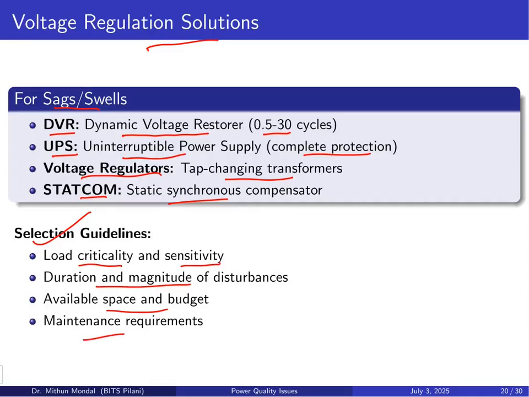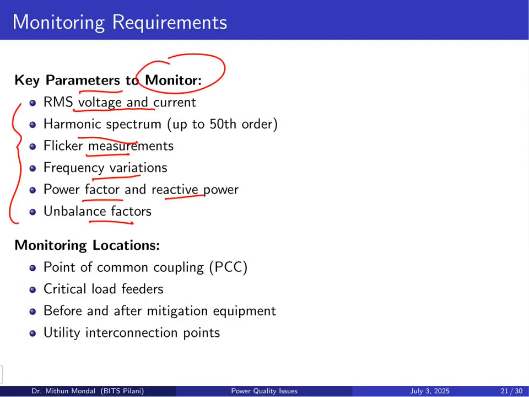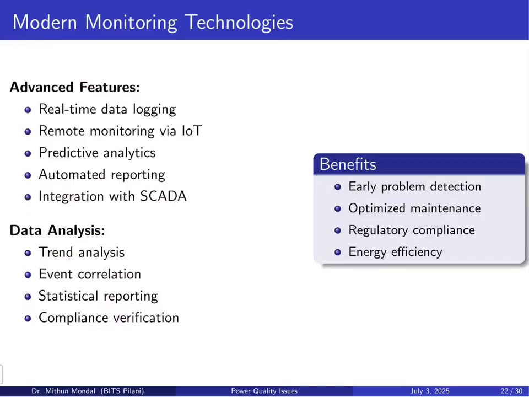and the maintenance requirement. Monitoring requirements: we monitor certain key parameters in terms of the RMS voltage and current, harmonic spectrum, flicker measurement, frequency variation, power factor and reactive power, and unbalance factors. So these are the key parameters that we need to monitor. The monitoring locations are also important: the point of common coupling, which is PCC, critical load feeders, before and after mitigation equipment, and utility interconnection points. So what parameters need to be monitored and where they have to be monitored, both are important in power quality.